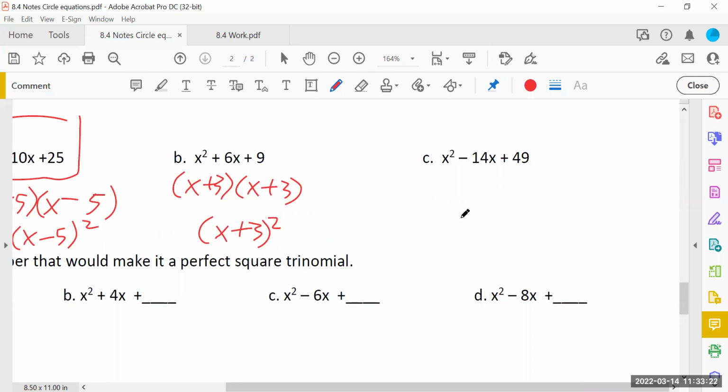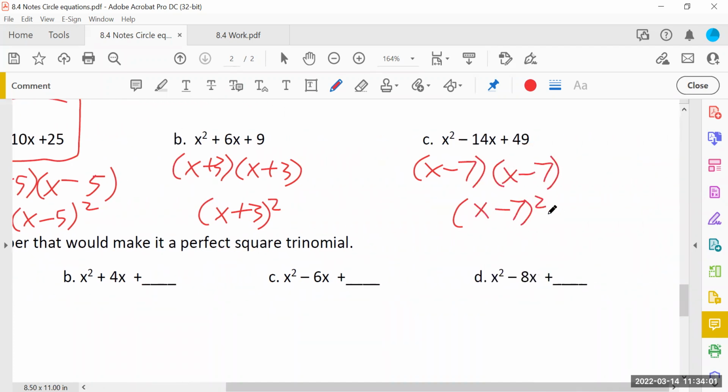How about letter C? 7, right? 7 times 7 is 49. Am I going to want positives or negatives to make that -14? Two negatives. So this is going to be x minus 7 times x minus 7, which makes x minus 7 squared. Are we starting to figure out the pattern? All three of them were kind of similar.